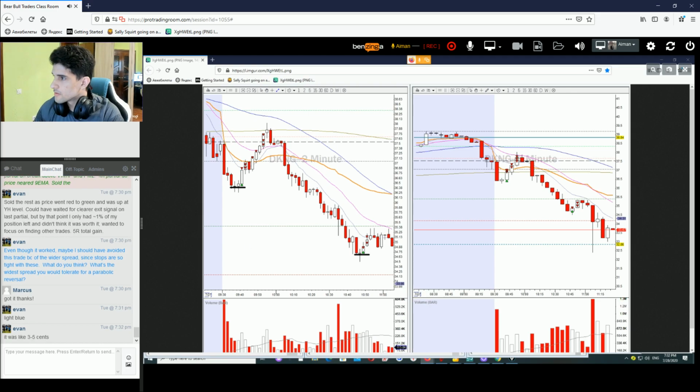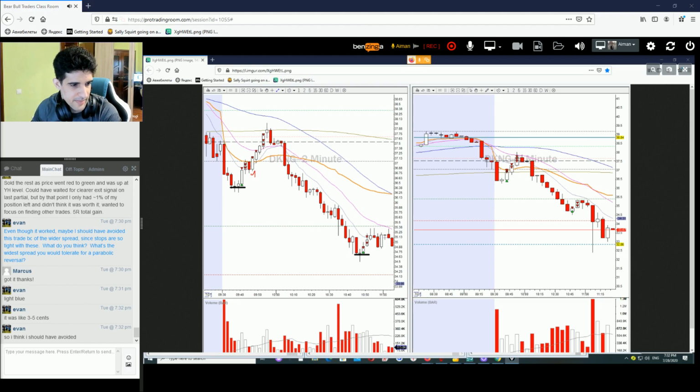3 to 5 cents. Well, 3 to 5 cents and you had a 9 cent stop loss. Kind of, yes, tight. Because if it goes against you only 4 cents, your stop loss might have been triggered. I don't think you should have avoided this trade. What I think is you wanted to give it a little bit extra room so that you don't get slippage. On a normal parabolic reversal, this is a perfect stop loss.